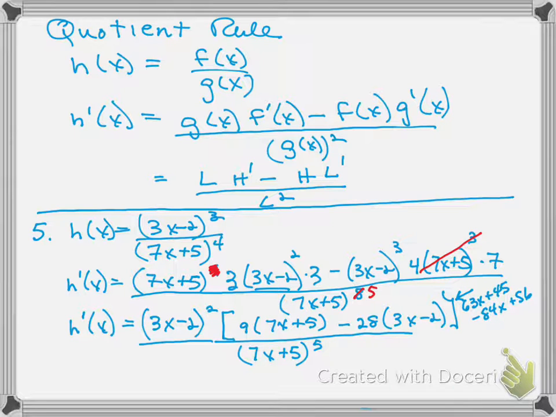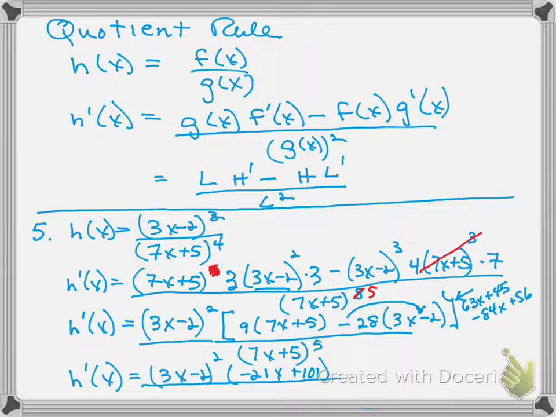So remember, when you do this negative times this negative, that's how I got the plus 56. All right, so then when I combine like terms, which I'm going to leave for you to do, I'm getting the following for my final answer. And it's much nicer than what this looks like. So negative 21x plus 101, and then this entire thing is divided by 7x plus 5 raised to the 5th. And that is in the best form I could do.